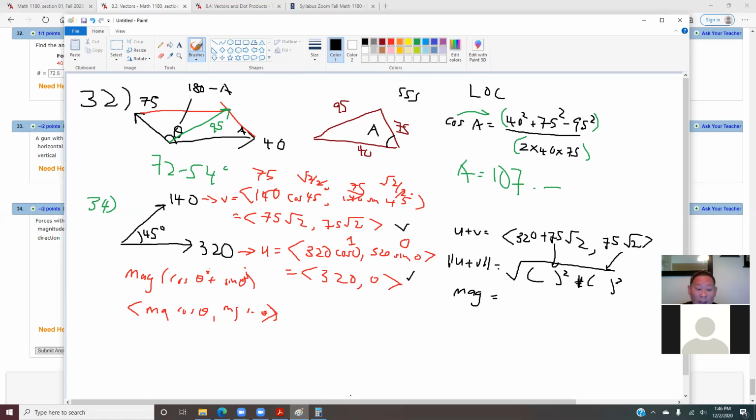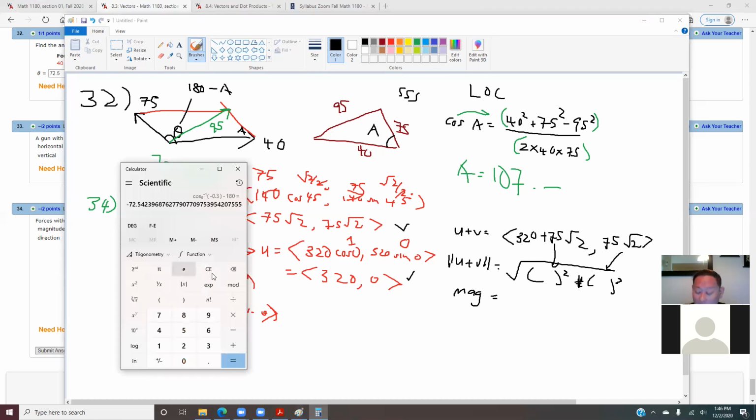So in this case, now you take a calculator to do all this icky work. So yes, 320 plus 75 times square root of 2. I hate this calculator. Square root of 2 first, I do this one, times 75, plus 320, and then you square this. So you get this icky number, M plus. I just save this as a memory. And then 75 square root of 2, square root of 2 times 75, and then you have to square this, M plus.